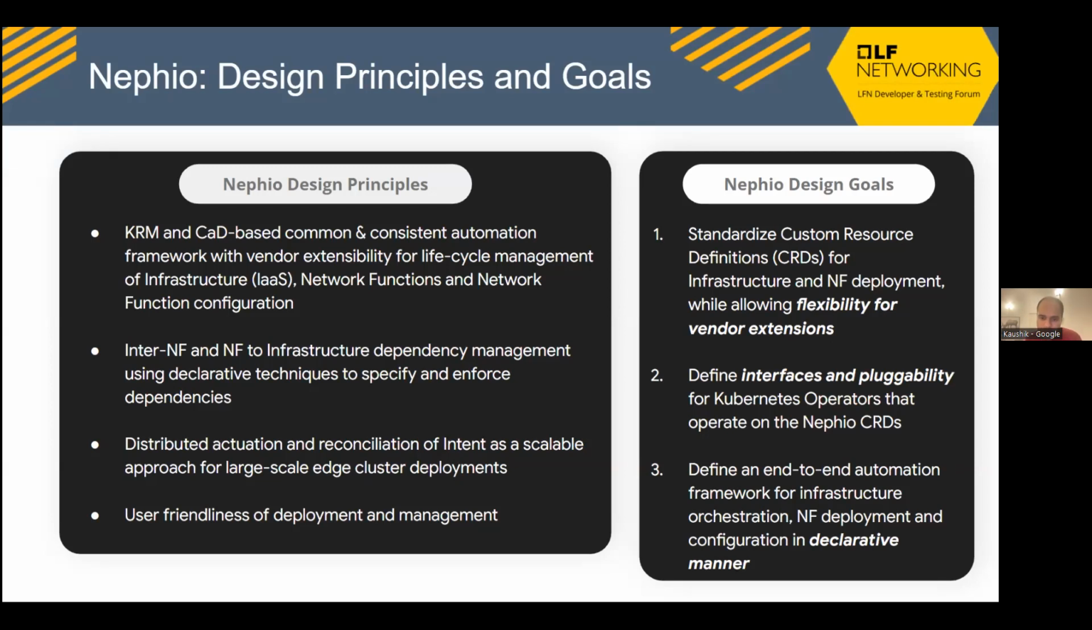And the third is defining an end-to-end automation framework for infrastructure automation, NF deployment, and configuration. These are the three layers that you had seen in the previous deck, all of those being done in a declarative manner. Any questions on the principles and goals? All right, next slide, please.